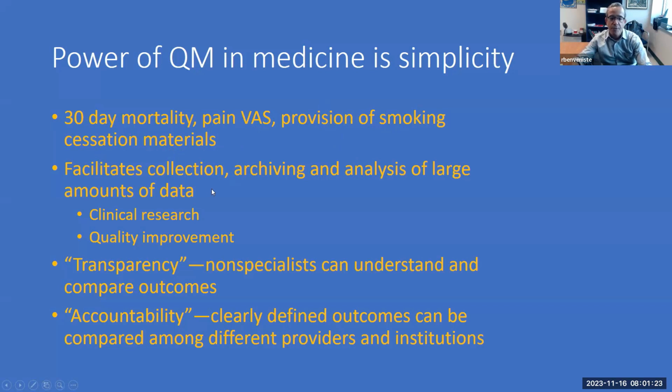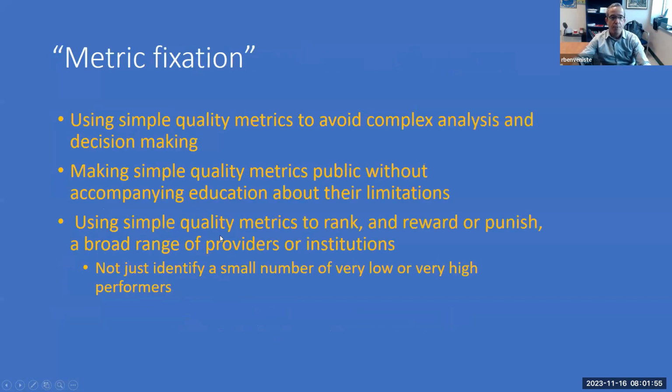Because they're simple, it facilitates collection, archiving, and analysis of large amounts of data, both for clinical research and quality improvement. It makes the lives easier of people who do, for example, clinical studies. Transparency: because these measures are simple, even non-specialists, even the lay public or politicians, can understand and compare outcomes with different interventions or different providers. And it facilitates accountability because these outcome measures are very simple. They can be compared among institutions or providers.